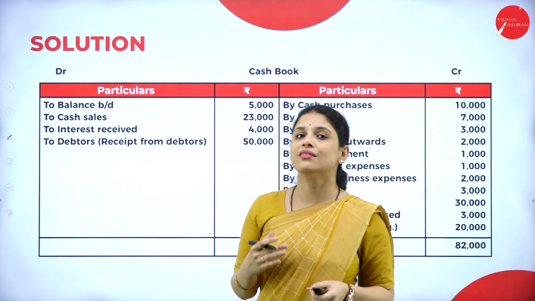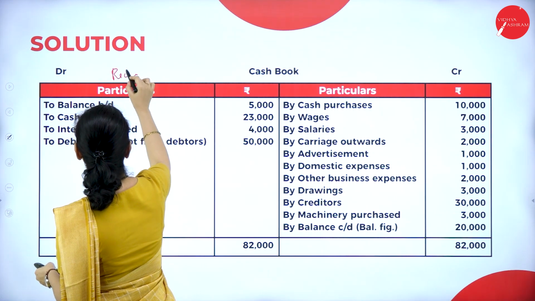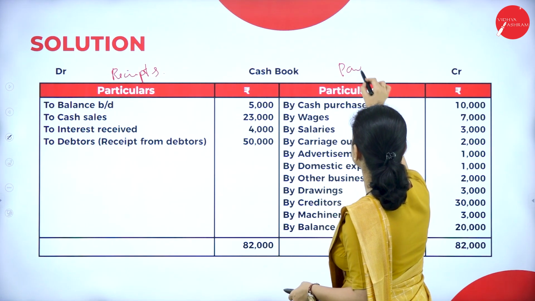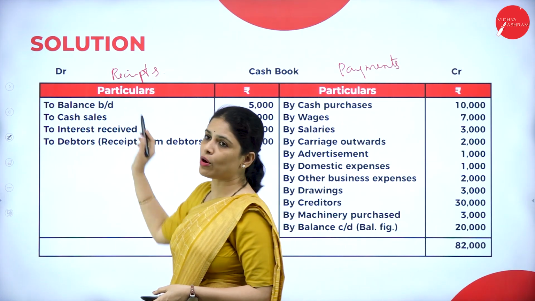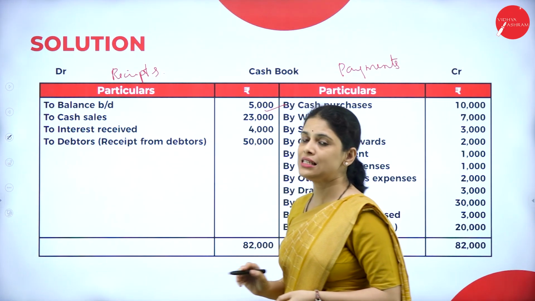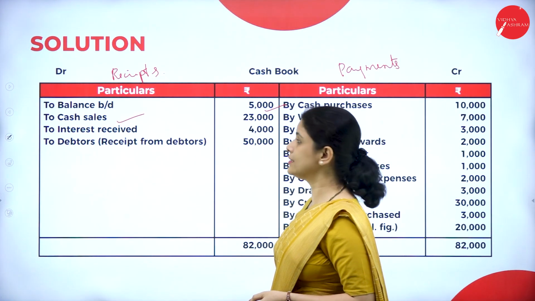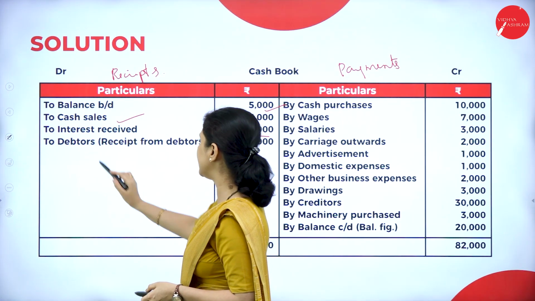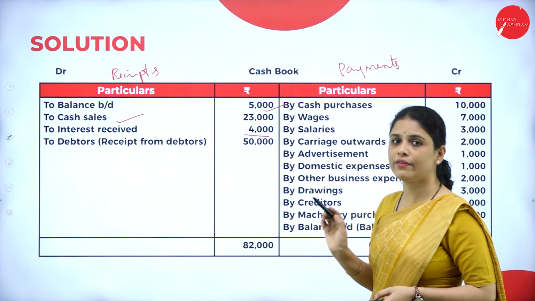Okay, now let us prepare the cash book. Here all the receipts will come, and here all the payments will come. Let us see. To balance brought down is the opening balance of the cash. Next, cash sales given in the problem, that is 23,000. To interest received 4,000, given in the problem. To debtors, what is that? Receipts from debtors 50,000, that is also given in the problem.